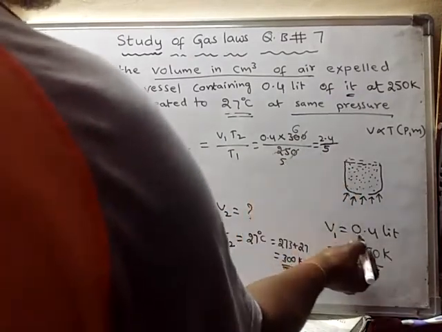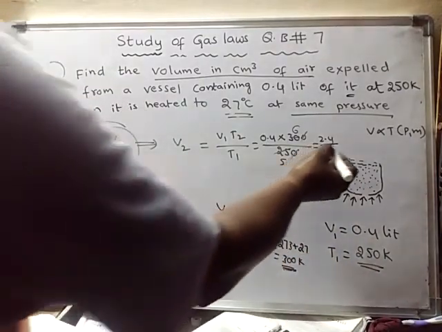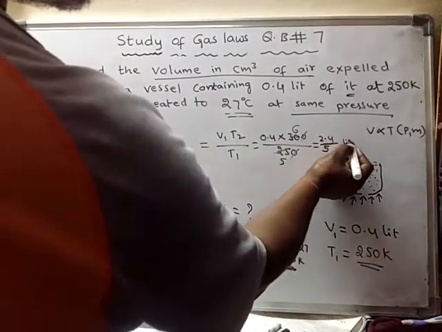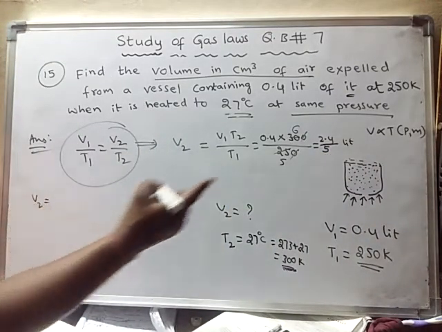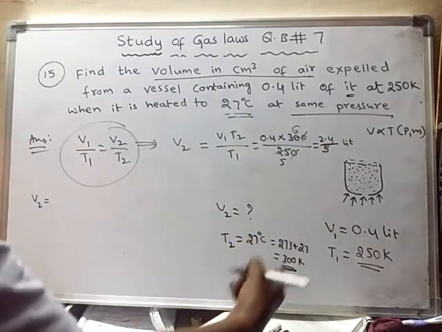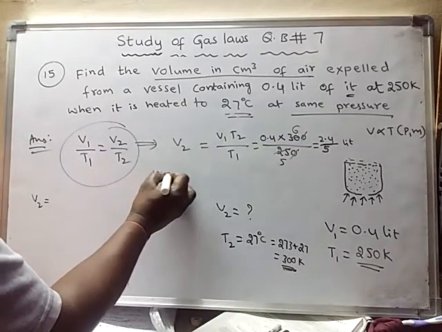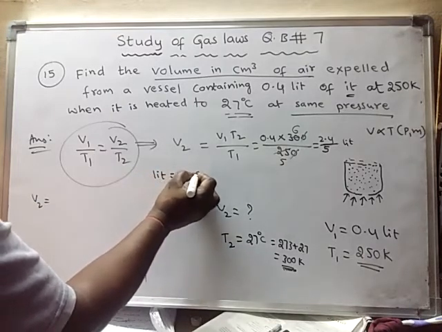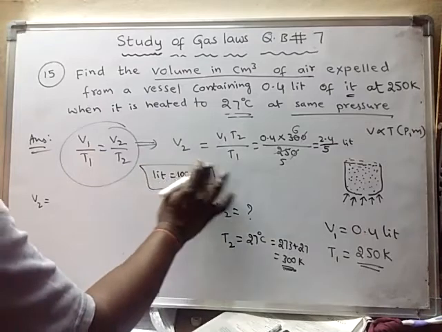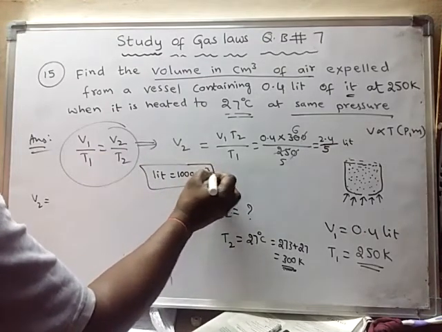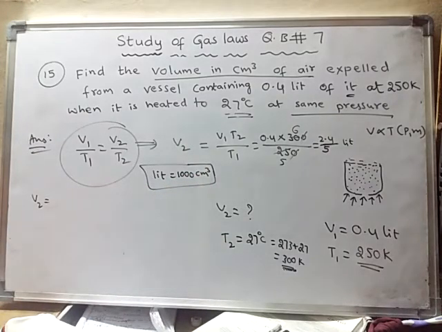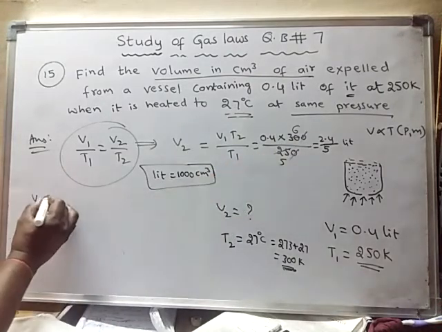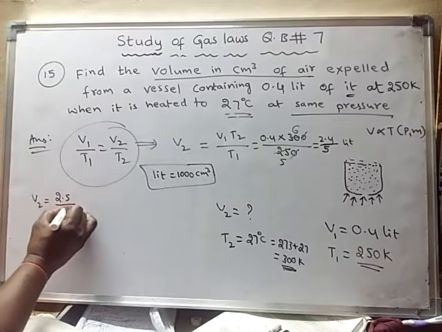2.4 by 5 liters. V2 will be equal to, so convert into centimeter cube. So 1 liter is equal to 1000 centimeter cube. Okay, 1 liter is equal to 1000 centimeter cube. So simply convert the answer in 2.4 by 5 liter.